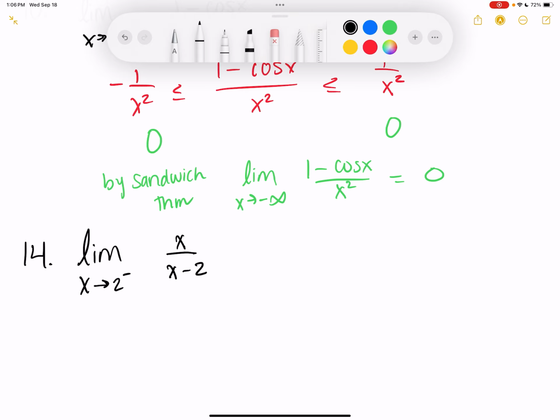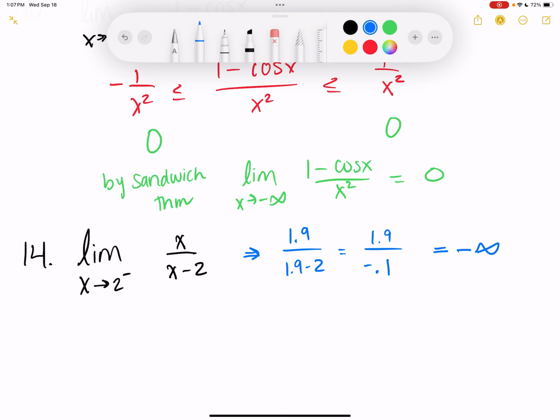So, as x approaches 2 from the left, what does that imply that number would be, approximately? 1.9 something, right? So what I do is I just visually think, okay, 1.9 over 1.9 minus 2. So this is 1.9 over negative 0.1. What kind of number would that be? Big negative. Yeah. A big negative, so this is negative infinity.